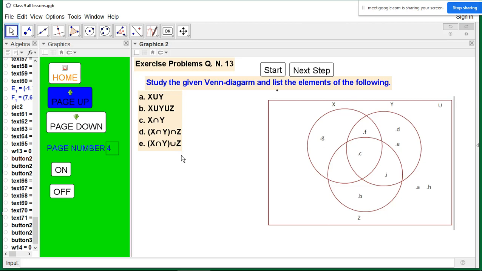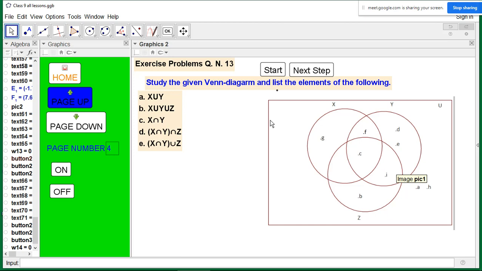E number answer. X intersection Y is F and C, and union with J is BCFI. BCFI, Hridayakesi, you are right. Thank you. Now this is simple. You can observe from the Venn diagram and find from the relation among three sets. Now moving to the next part, dear students.